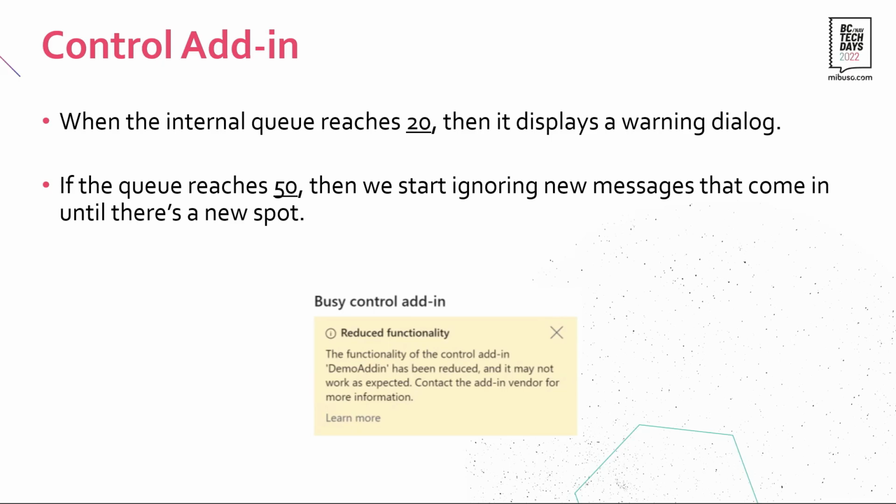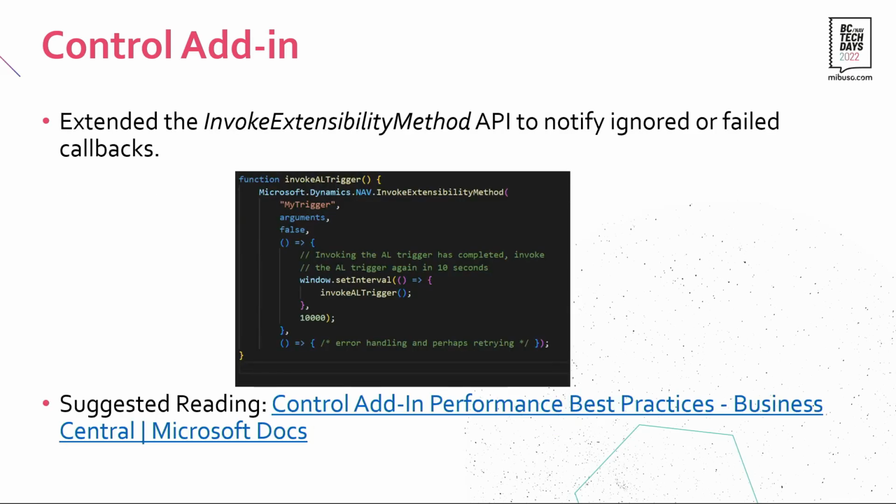And if the queue reaches 50, then we actually start ignoring these new messages. So that's a new thing: callback requests can get ignored. We actually extended the invoke extensibility method API, and there's a new callback that you see there, which gets called if a request fails or is ignored. And there is good Microsoft documentation on this, so I suggest you take a look.